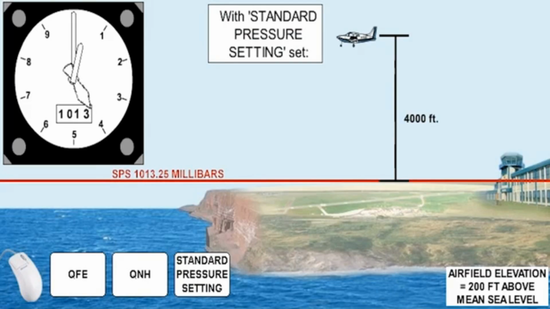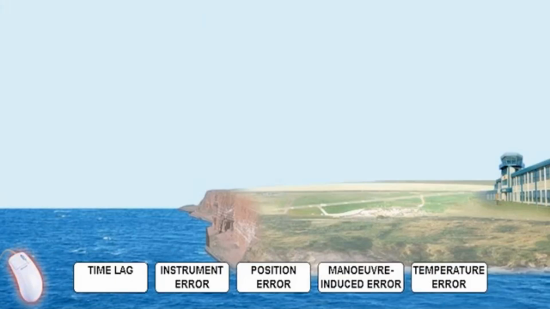When 1013.25 millibars is set on the subscale, the altimeter shows the pressure altitude or pressure height. This setting is used in the United Kingdom above the transition altitude or transition level. Select any of these buttons to learn more about the main altimeter errors.